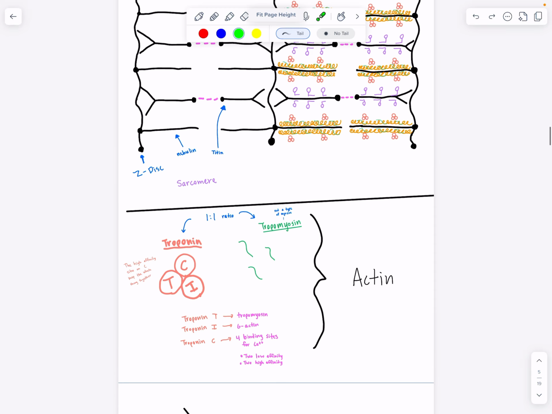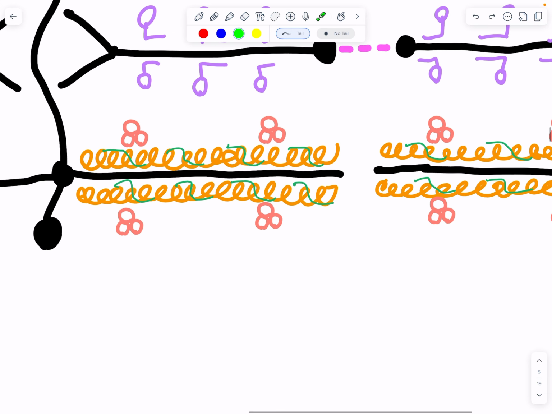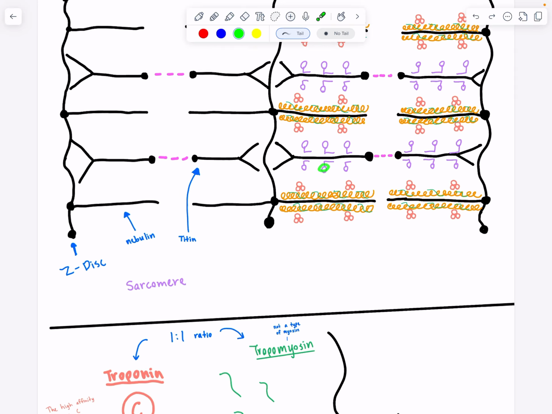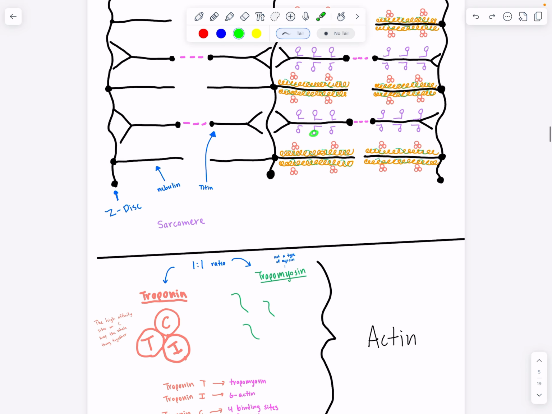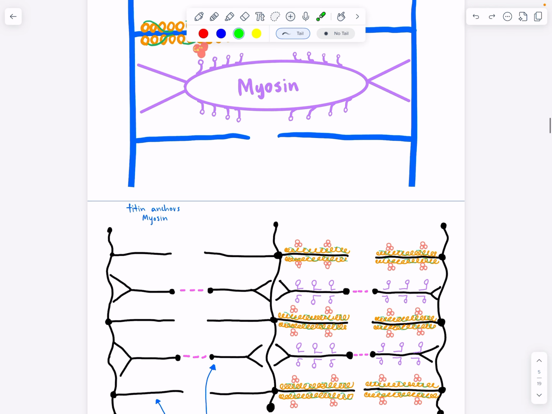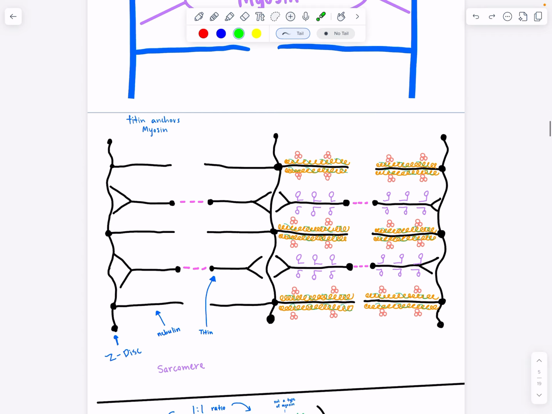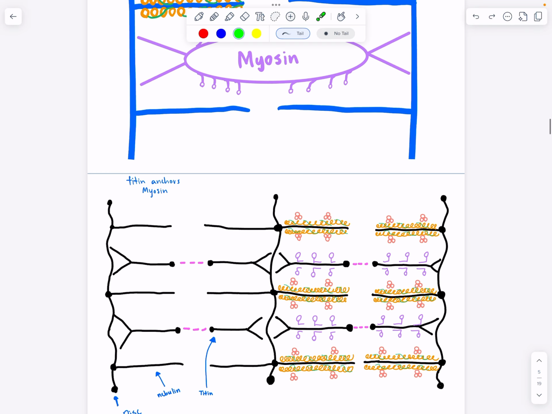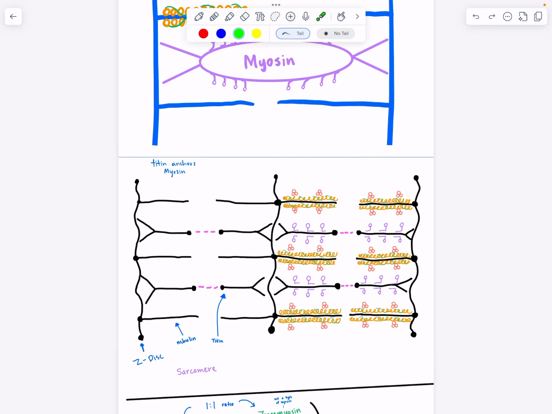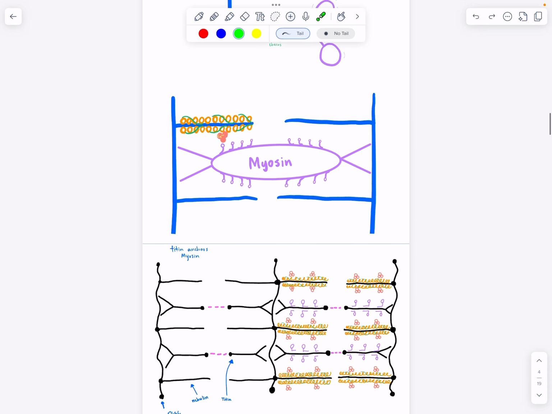Tropomyosin is what wraps around that helical structure of actin and blocks these heads from attaching. Anyway, I guess these aren't as important, but titin is what anchors myosin to the walls, like what we see up here. And then nebulin, I believe, is just where the actin attaches. Anyway, so now going into the mechanism of it.